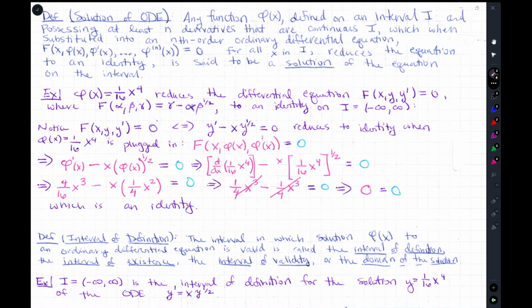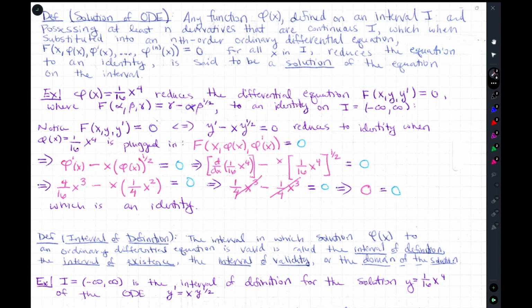If we got 1 on the left-hand side, then we would say this wasn't reduced to an identity, and because 1 does not equal 0, this is not a solution, for example, okay? But the equation did end up reducing to an identity. That's what this kind of means. It's formal math speak, and I just wanted to be explicit about it here, okay?